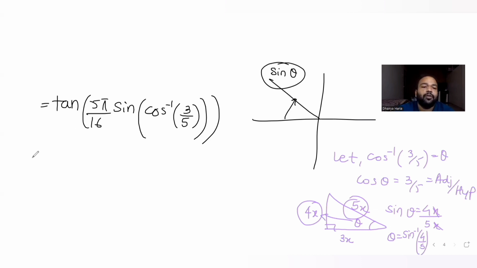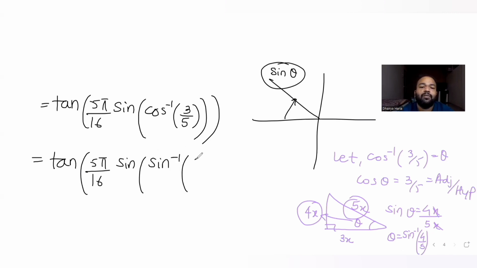So if you see here, you get tan of 5 pi by 16 into sine of cos inverse of 3 by 5. Instead of that, I can write sine of sine inverse. Sine inverse of what?